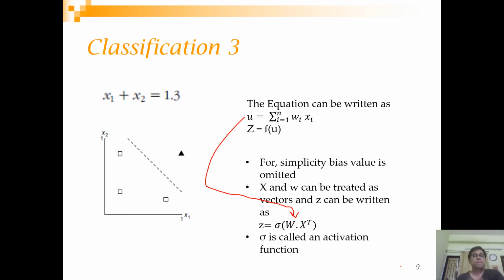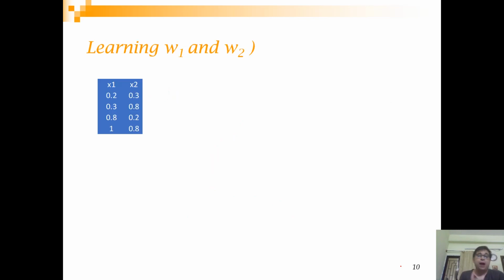We could understand very clearly that perceptrons can be used for binary classification. However, how do we know these W1 and W2? These W1 and W2 are actually the knowledge of the neural network, and this is what the neural network wants to learn. So what is the learning process? The learning process is like this.